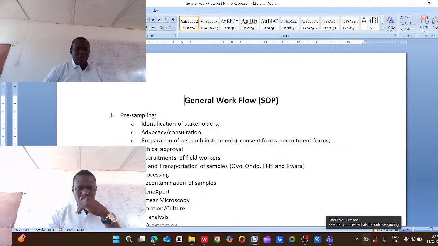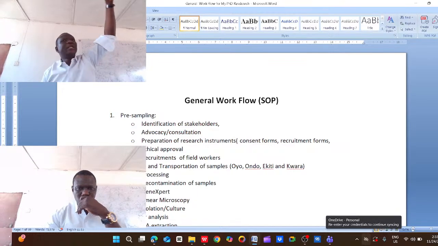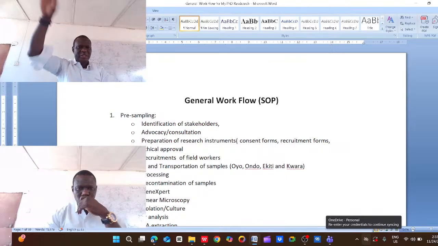The next one has to do with advocacy slash consultation. Advocacy means that you are trying to convince those stakeholders. You want to convince them, you want to educate them on what you want to do. So that is what we call advocacy slash consultation. Don't forget that identification has to do with those communities you are interested in. Consultation has to do with those you are also interested in dealing with outside.